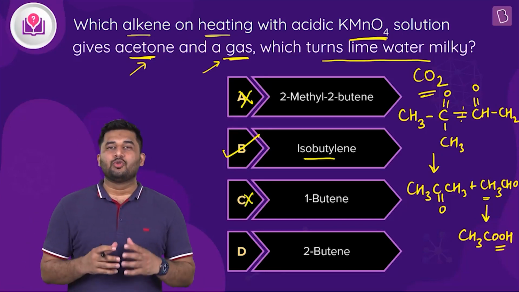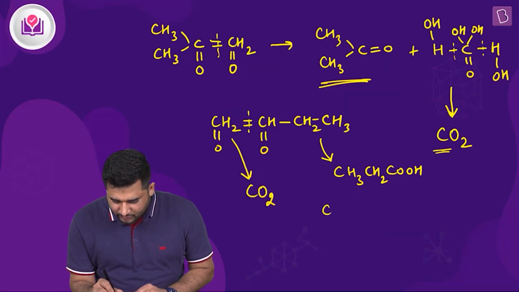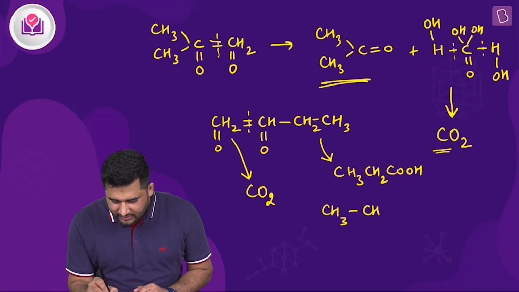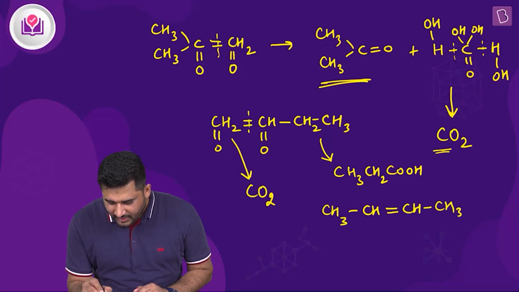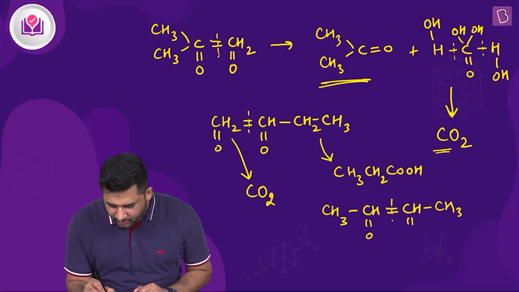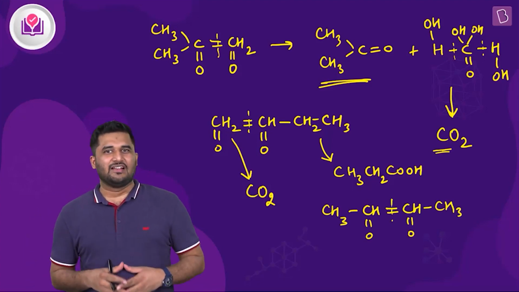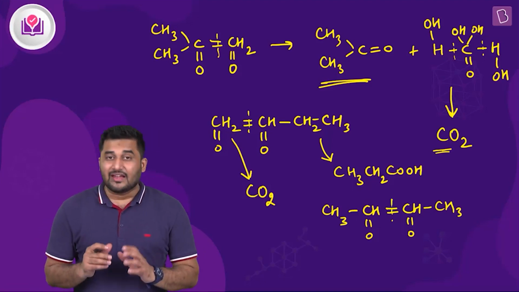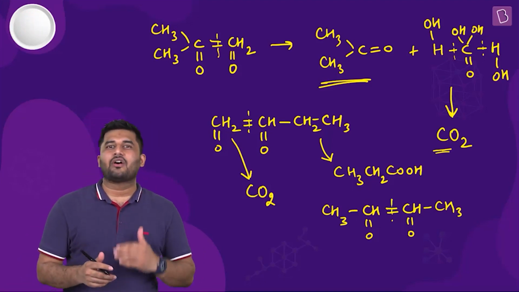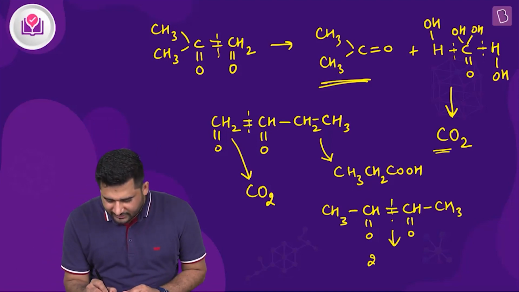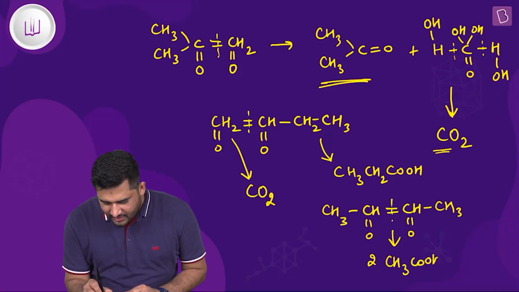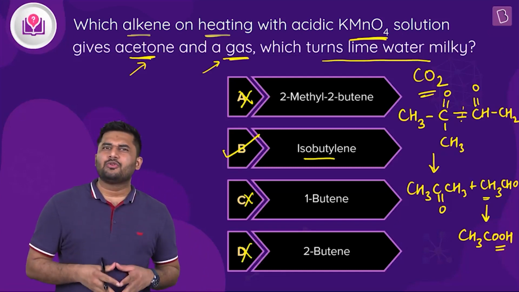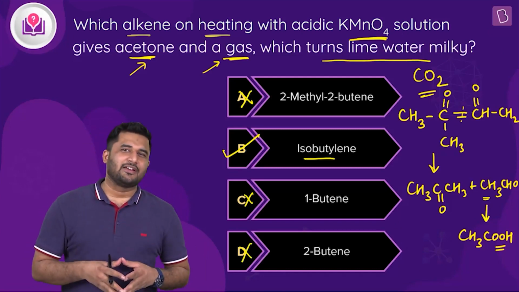Moving to option D, which is 2-butene. Let's see what we will get in this case. So 2-butene has to be CH3, CH double bond CH, CH3. Again, break these, double bond O here, double bond O here. So what you are getting is two molecules of acetaldehyde. But since the acidic KMnO4 is used, which is a very strong oxidizing agent, the acetaldehyde will further oxidize to acetic acid. So what you will finally get is two molecules of acetic acid. Again, this is not matching with the products mentioned in the question, so it cannot be the right answer. And hence the only correct answer to this question is option B, that is isobutylene.